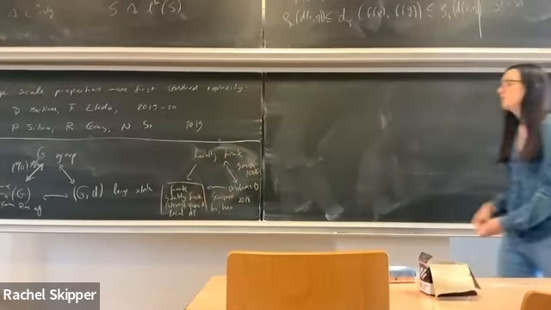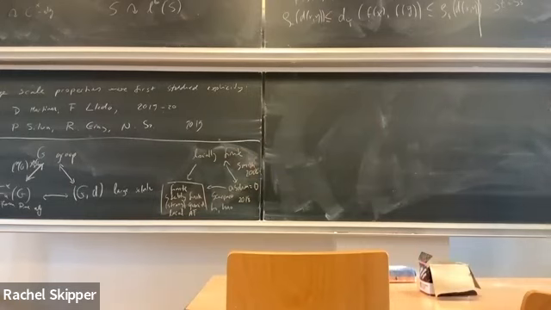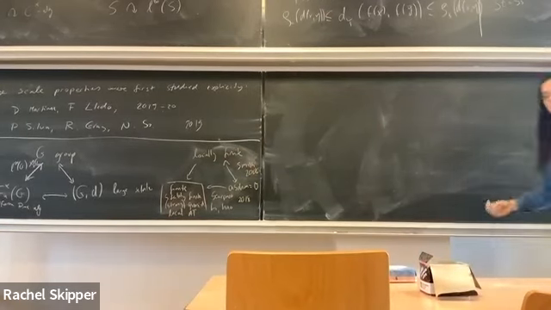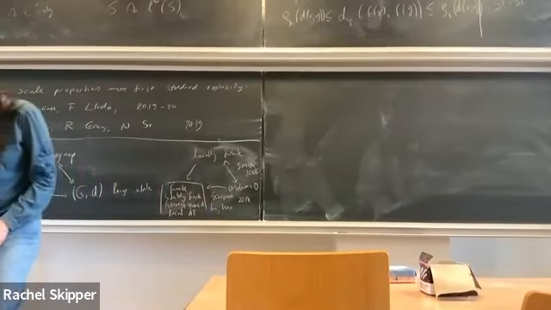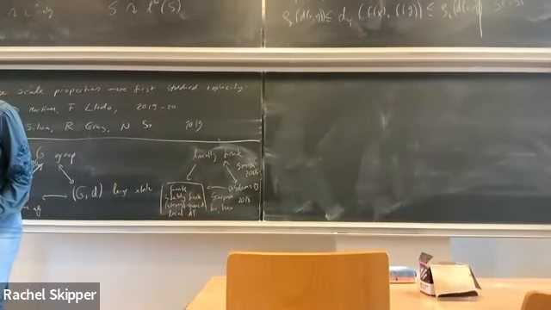And the first step was finding the right notions, which I just erased for groups, under which the metric will be coarsely unique. And let me see how much time I have.